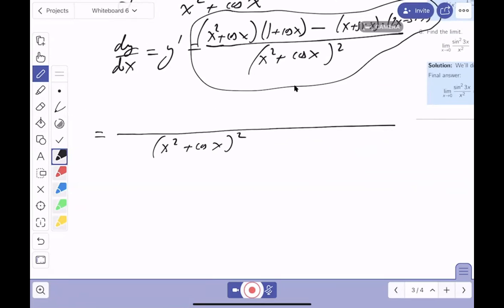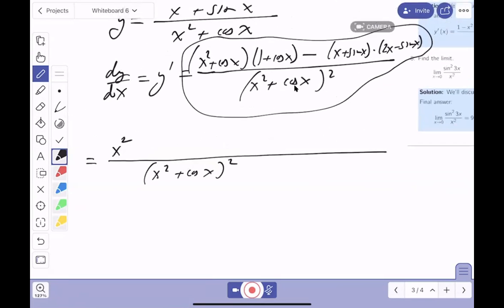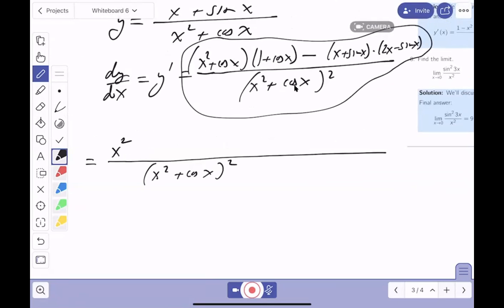And what do you get there? You get x squared using the distributive property of multiplication. x squared plus x squared cosine x plus cosine x plus cosine squared x.